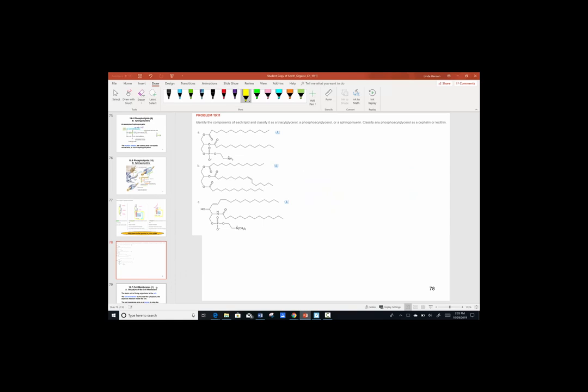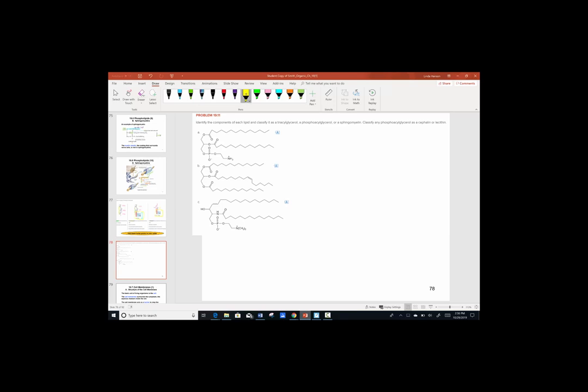Let's identify the components of each lipid and classify it as a triacylglycerol, a phosphoacylglycerol, or as a sphingomyelin. Classify any phosphoacylglycerols as cephalin or lecithin.